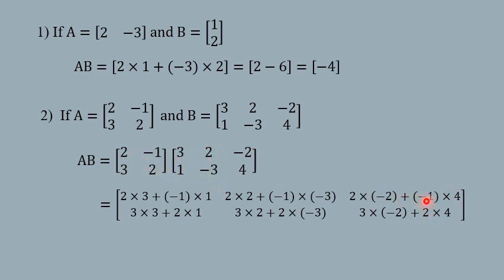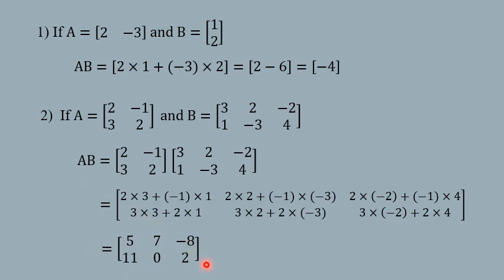Here this element is placed on the first row third column. So first row 2, minus 1, third column minus 2, 4. So 2 into minus 2 plus minus 1 into 4, and this is the element on the second row third column. So 3 into minus 2 plus 2 into 4. Now just performing this multiplication and addition, after simplification we get this one, and the order of the matrix is 2 by 3.